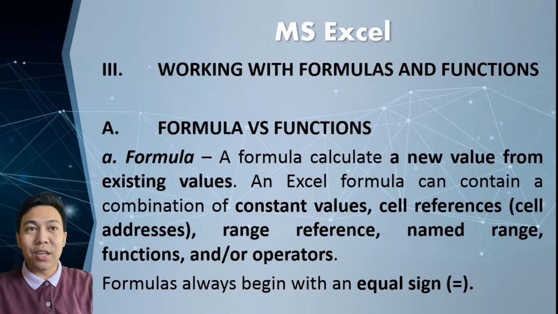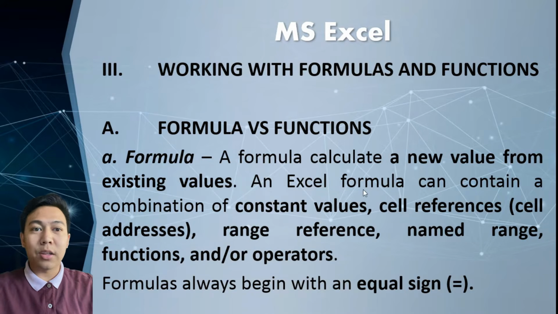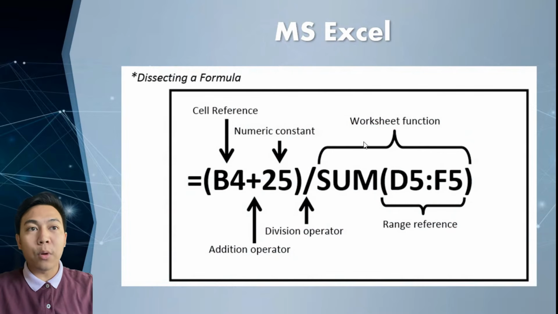So let's proceed to working with formulas and functions. What's the difference between a formula and a function? A formula calculates a new value from existing values. An Excel formula can contain a combination of constant values, cell references or cell addresses, range references, named ranges, functions, and operators. Formulas always begin with an equal sign. So be mindful of that, because if you don't place an equal sign on your formula, it will not compute at all. So this is an example of a formula.